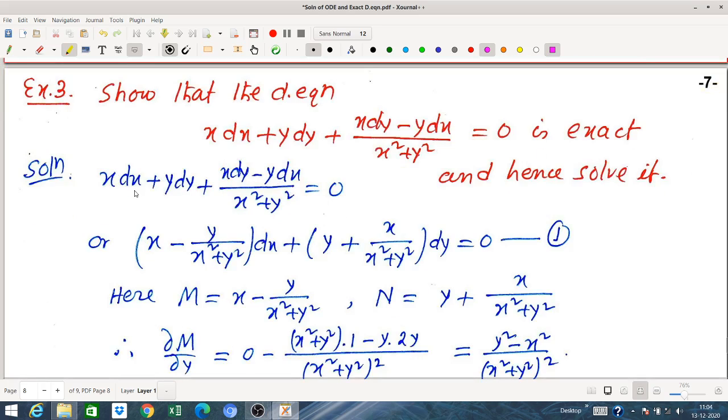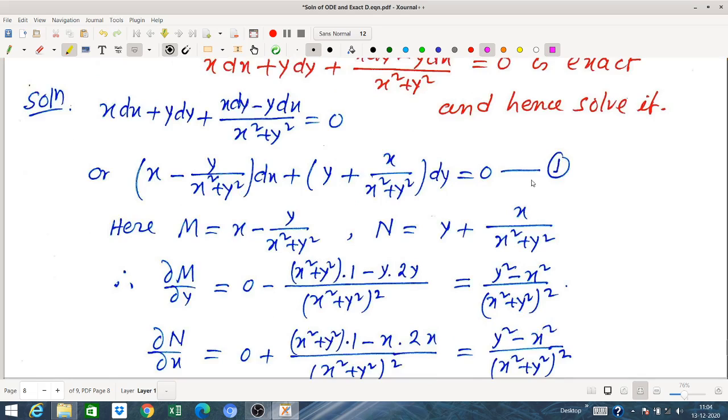So we take the coefficients common. The dx coefficient is x here, and here the dx coefficient is minus y by (x square plus y square). So this is the coefficient of dx. Similarly the coefficient of dy is collected. So it is now in M dx plus N dy form. So this is M, this is N.